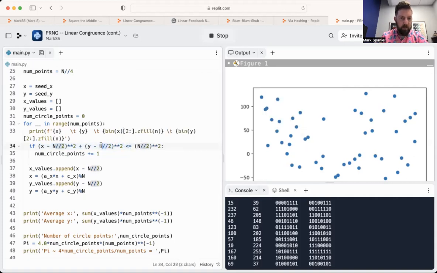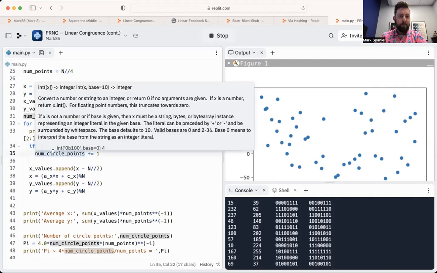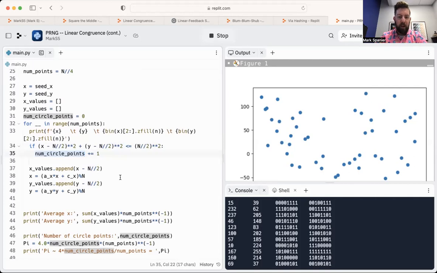Here's that shift. So you have the x, but then moved over. And your r becomes not the n, but n over 2. If you're inside of the circle, then the number of circle points goes up by 1. It's initialized as 0, and then it goes up by 1. Run it through the rest of the way.